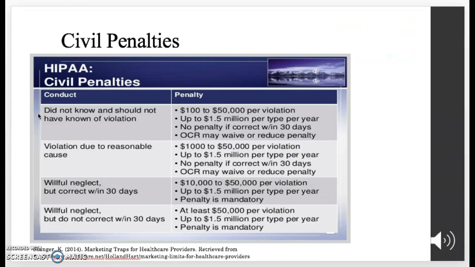On this slide, you will find civil penalties for HIPAA violations. They are found as the conduct of the violation and the penalty that would be awarded for that violation. Please review the information on this slide.